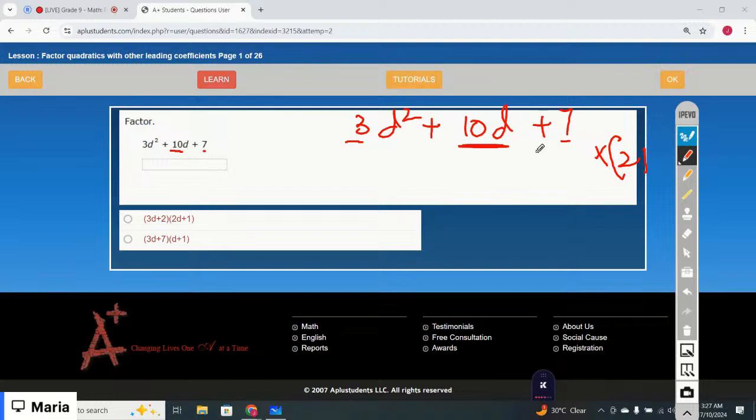That is 7 times 3. Very good. When you add them, 7 plus 3 makes 10. When you multiply them, 7 times 3 makes 21.